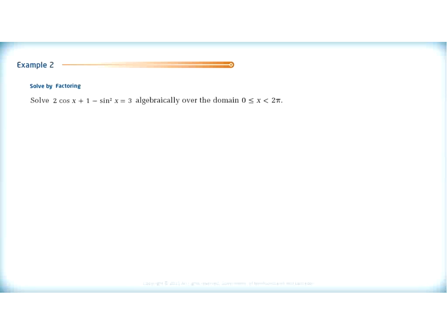This one involves factoring. Solve the equation 2 cosine x plus 1 subtract sine squared x equals 3. Algebraically over the domain again, same domain between 0 and 2 pi.